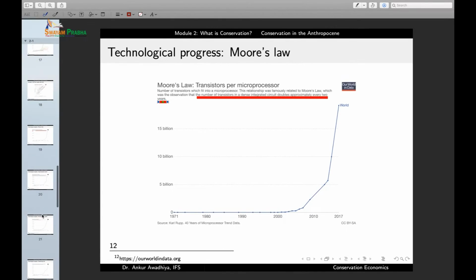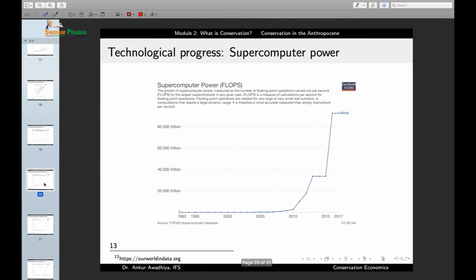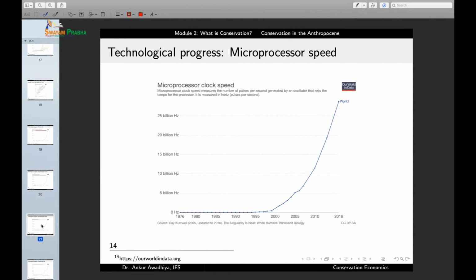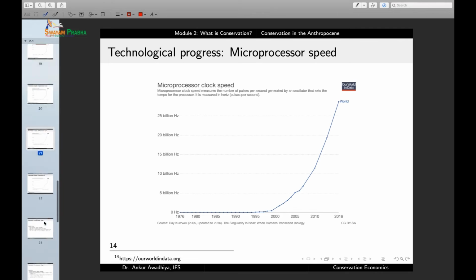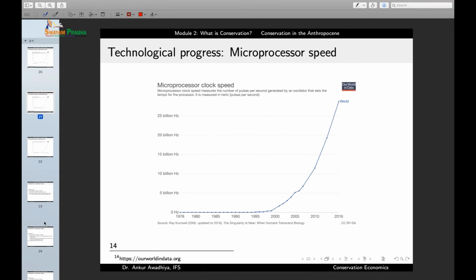Other indicators include things such as the supercomputing power that we have. If we make a plot of the supercomputing power in terms of flops, we'll find that here again we see a roughly exponential increase. Increases in the microprocessor clock speed is another indication of technology. Here also we are observing an exponential increase in the microprocessor clock speed with time. So T has been increasing, and this rate of increase has also been increasing with time.